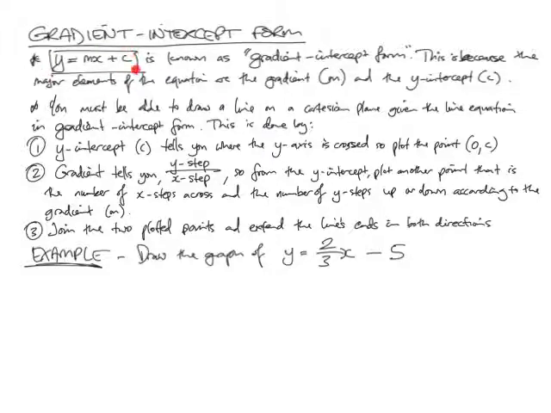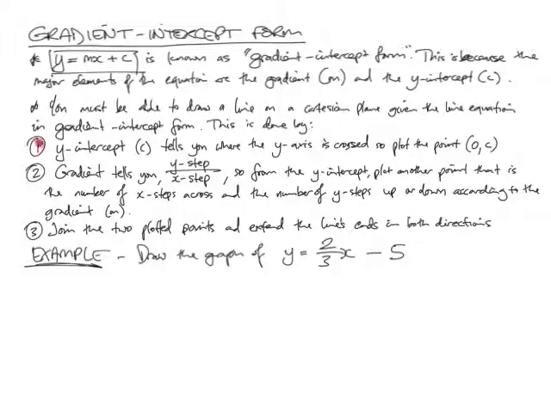And that explains the relationship between the y and the x value. You must be able to draw a line on a Cartesian plane given the line equation in gradient-intercept form, because you need to deal with another form a bit later.